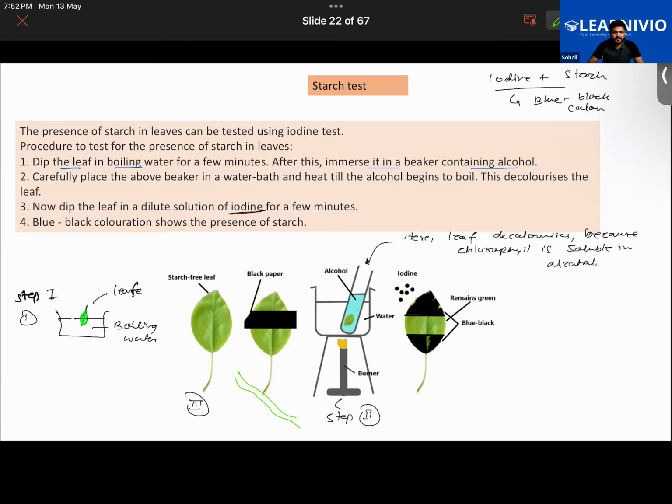Exactly, exactly. So in that activity, you would have observed that if you were to see the potato slice, it would have turned blue black on addition of iodine solution. That proves that starch was present in it. So you all would have done that activity or studied about that. Correct. So the same thing is happening here as well. Getting it? Who didn't understand this? Please do let me know.